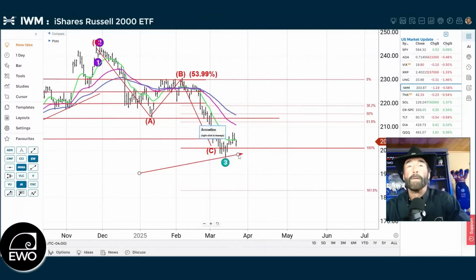And if we move lower, the question becomes, do we move all the way down to the 161.8, which is the next fib level? We could find support anywhere like we did on the SPY, but that has to be at least taken into account. And gosh, if we see the TNX move up, I think that is a really good cue that the likelihood the IWM moves down there. We'll have to wait and see.